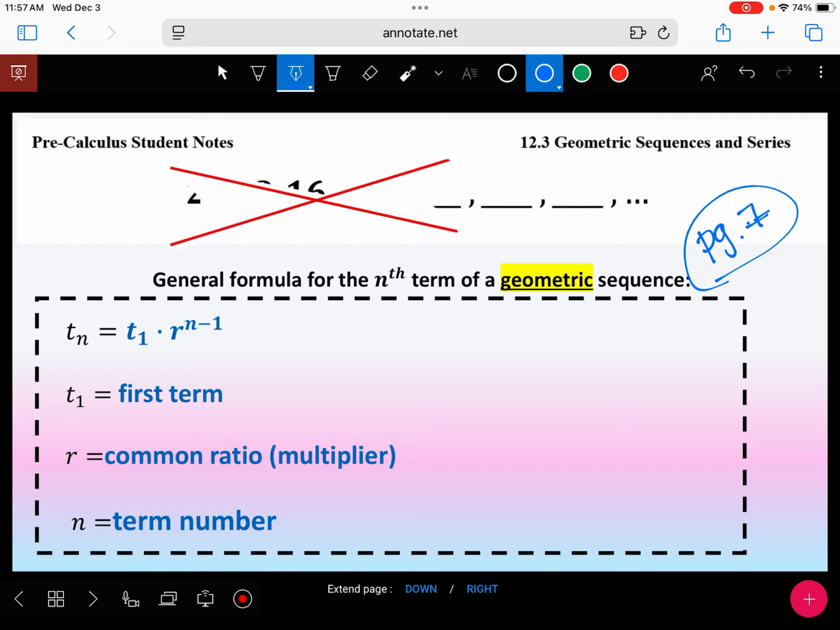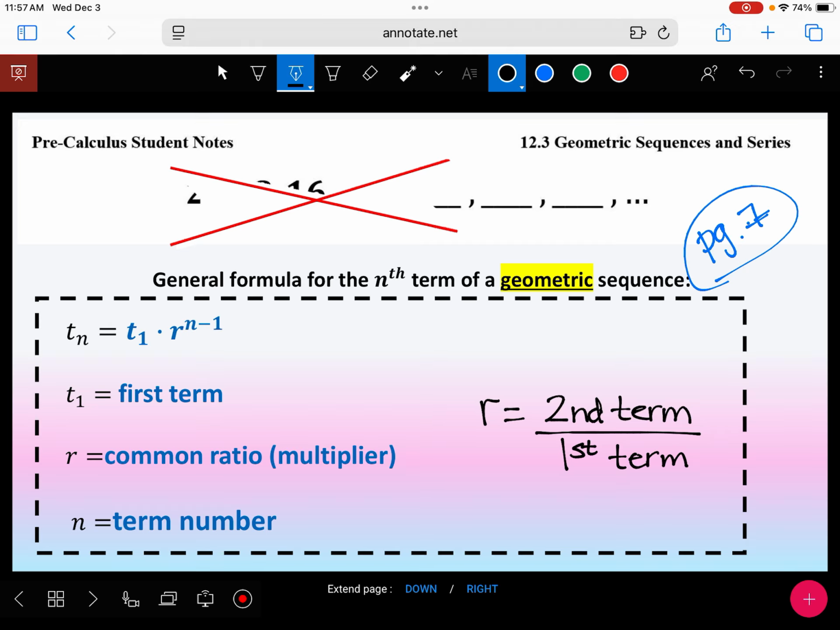All right. Now, if you can't figure out what we're multiplying by, because sometimes that's a little harder, to determine what your R value is, just take the second term and divide that by the first term. And it doesn't have to be the second divided by the first. It could be the third over the second. Basically, divide a term by the one in front of it. Okay? But the most basic way would be take the second number and divide it by the first.